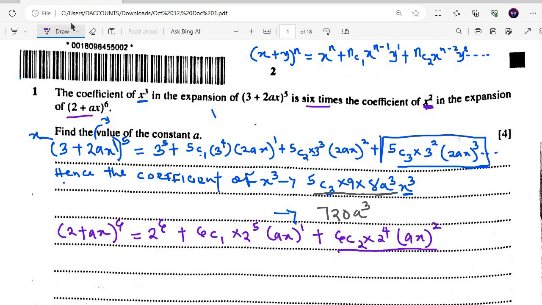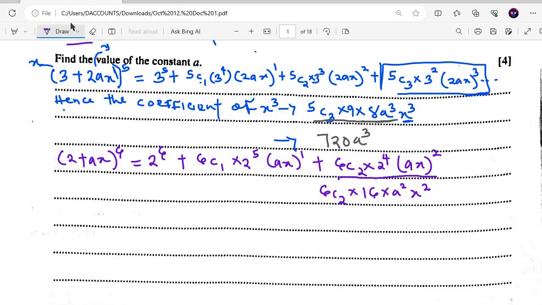Now what is 6C2? In this place we have 6C2, 2 to the power 4 is 16, a squared, x squared. So from here I can get the coefficient of x squared. The coefficient of x squared here will be 15 times 16. 15 times 16 is 240.